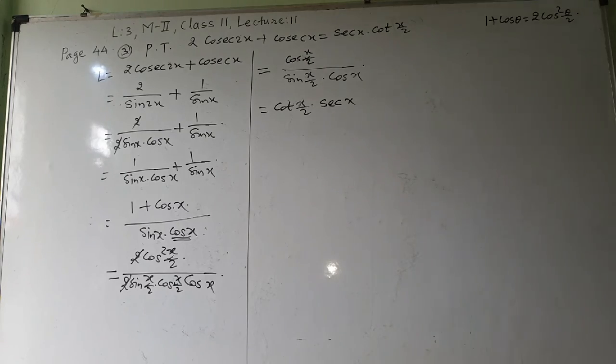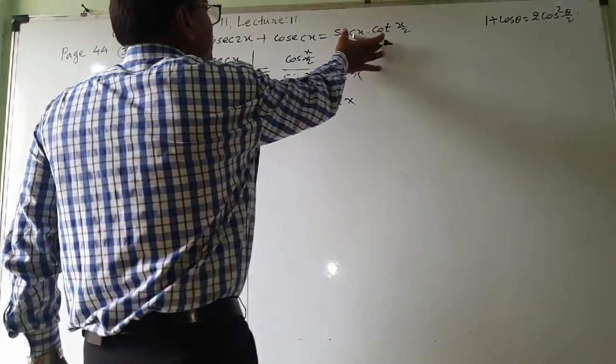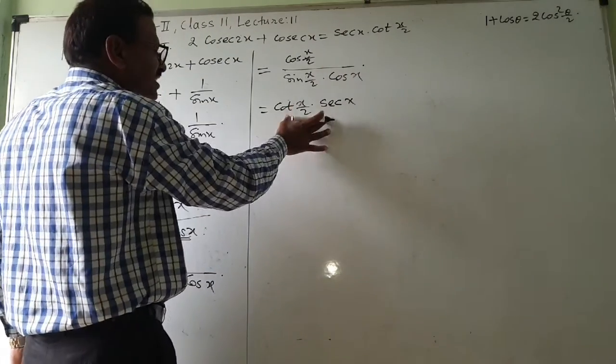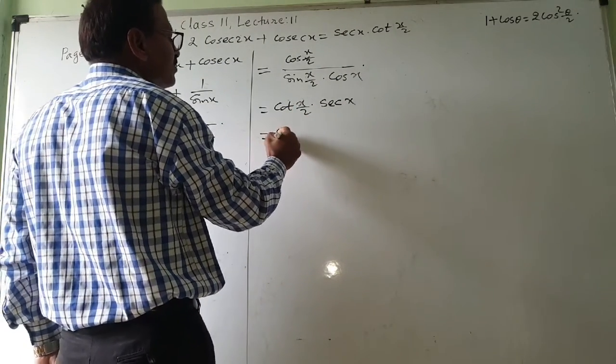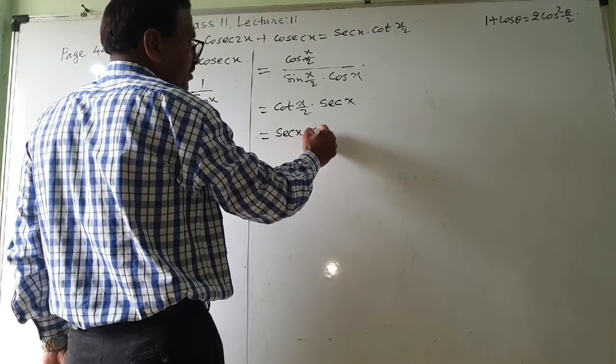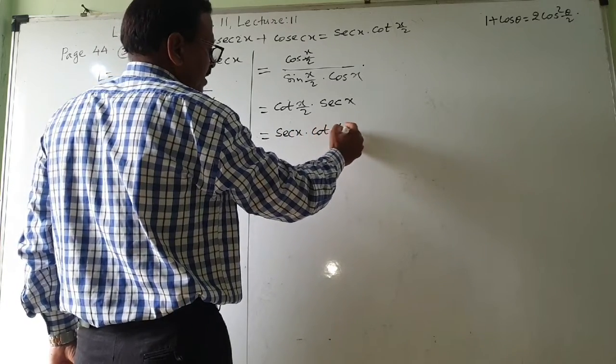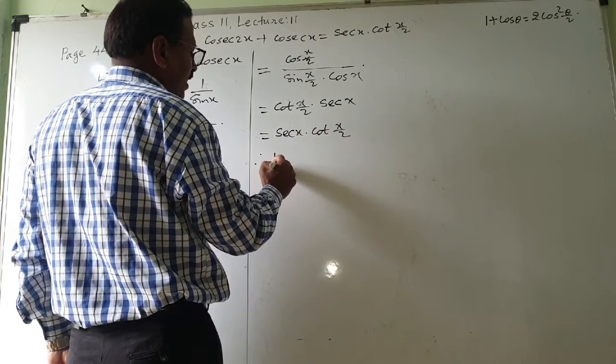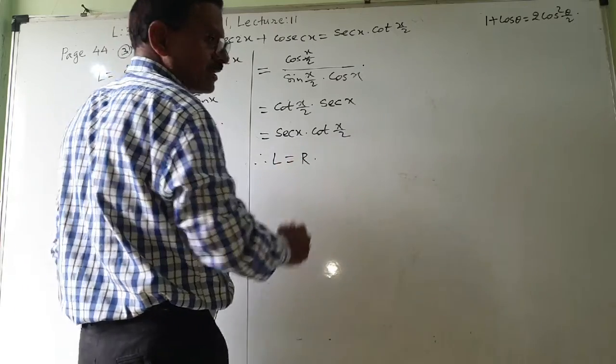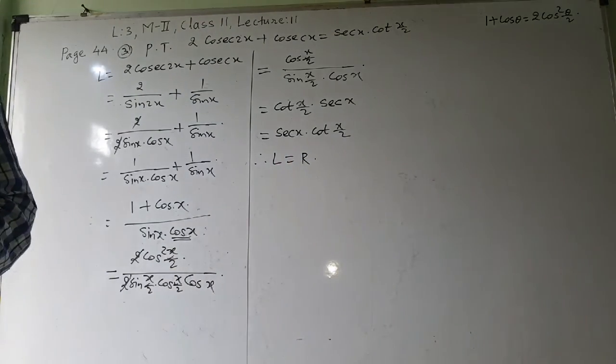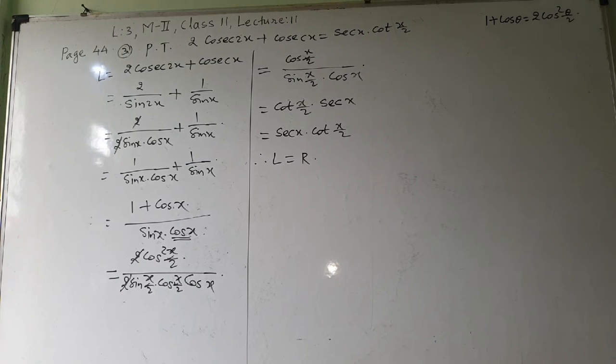But in the proof it is not in this sequence. So that is equal to sec x into cot of x by 2. Therefore, LHS equal to RHS. This way it is proved. Take it down.